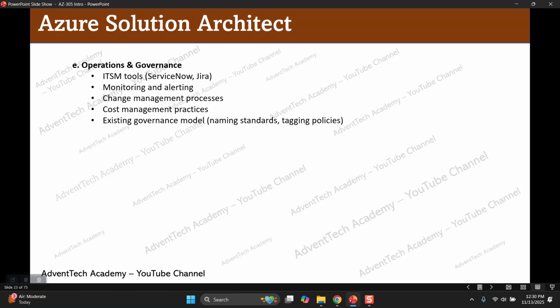So all the information we have to gather, we have to collect and store it in an Excel sheet as a report. As a solution architect, you will be responsible for gathering all the information regarding infrastructures, application architecture, data architecture, security and compliance, operation and governance. All these parts you will take care of, or you are working as a team which is working on all these areas.